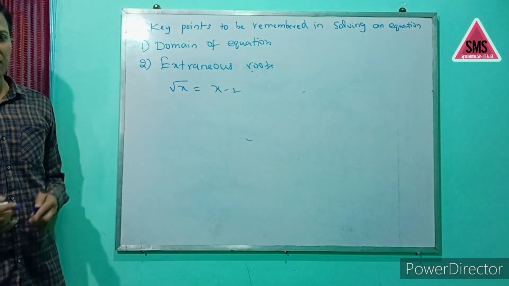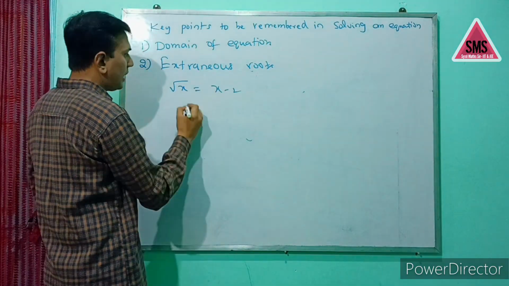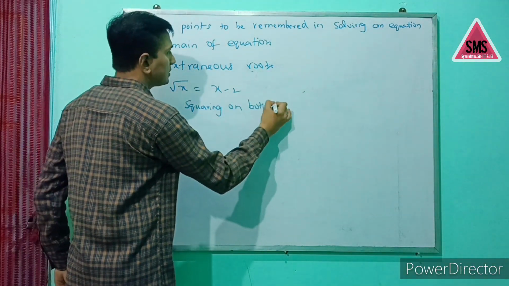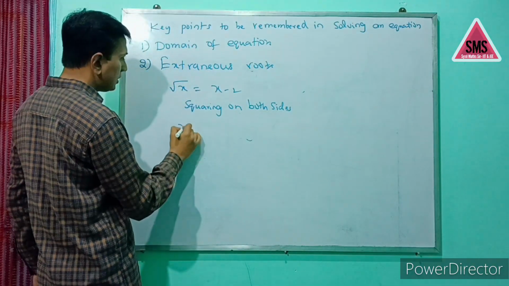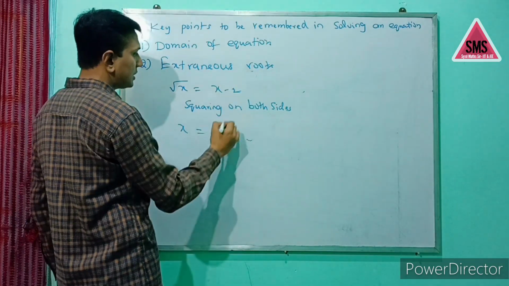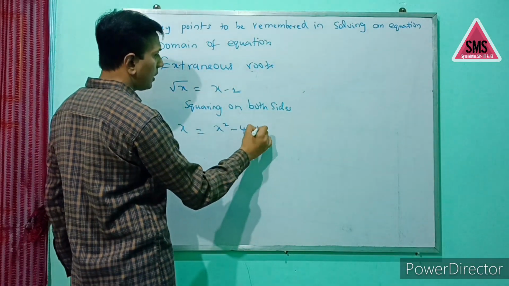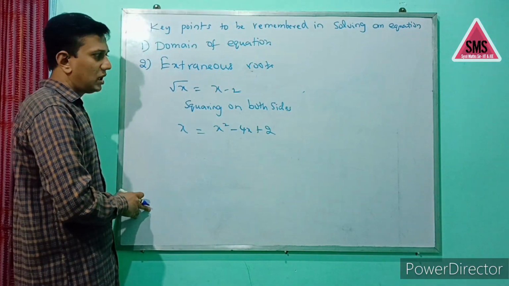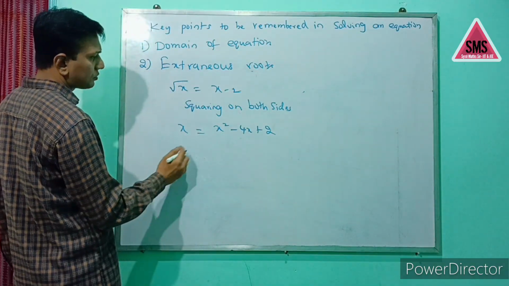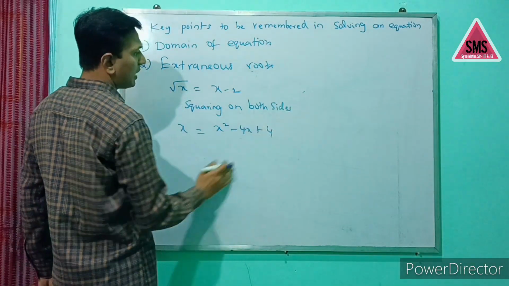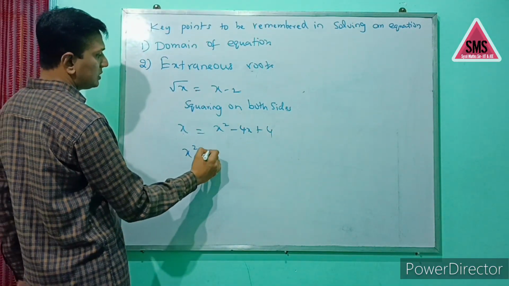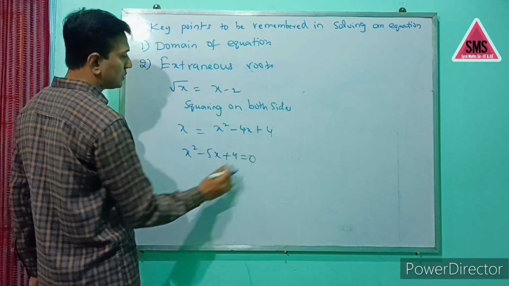How do you normally solve this equation? Squaring on both sides, you will obtain root x whole square equals x minus 2 whole square. Using the a minus b whole square expansion, x square minus 4x plus 4. Now solve this equation: x square minus 5x plus 4 equals 0.